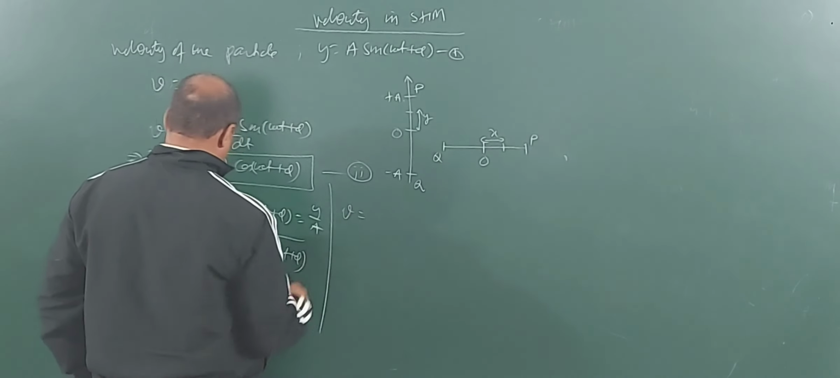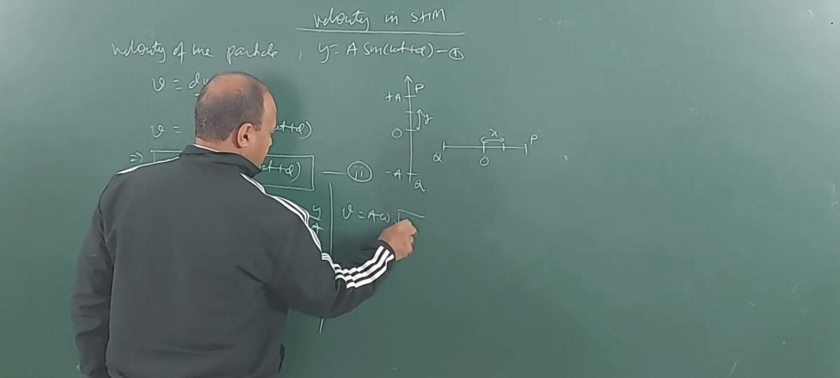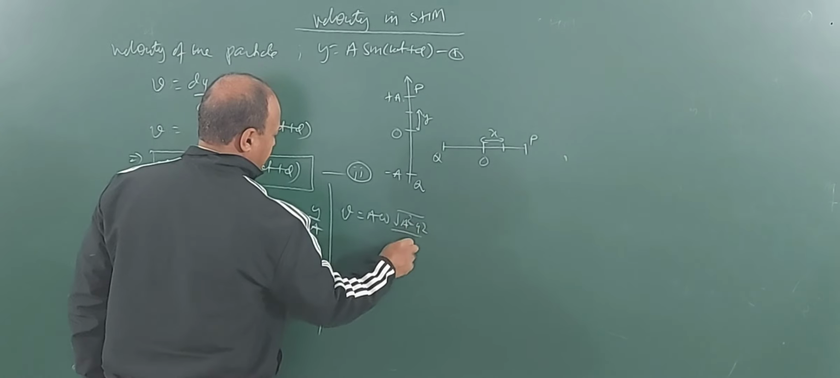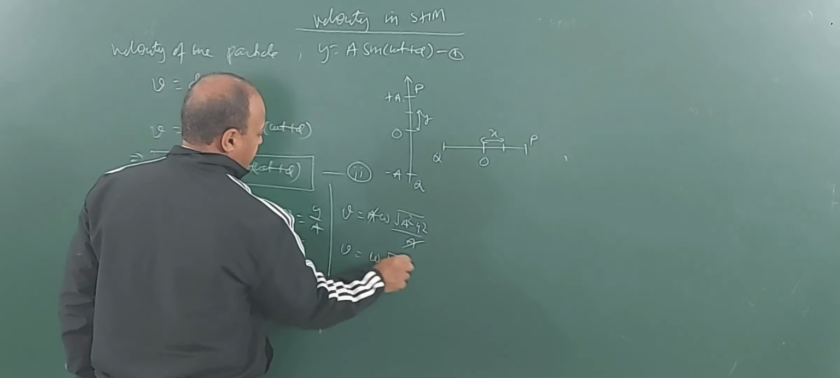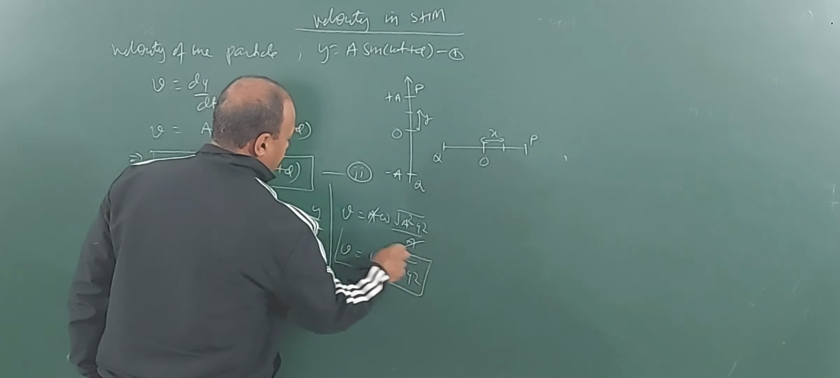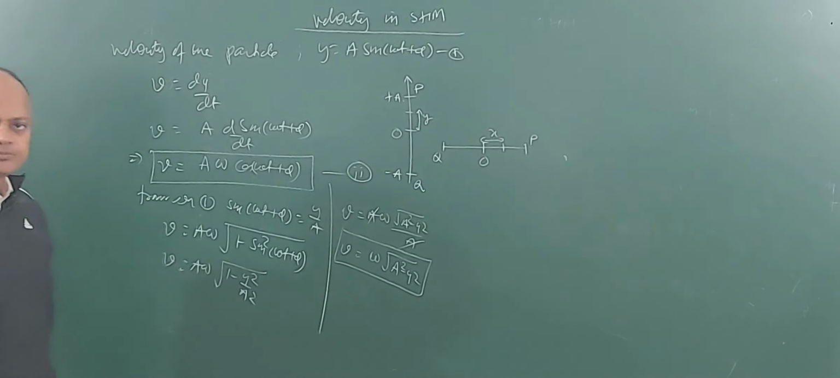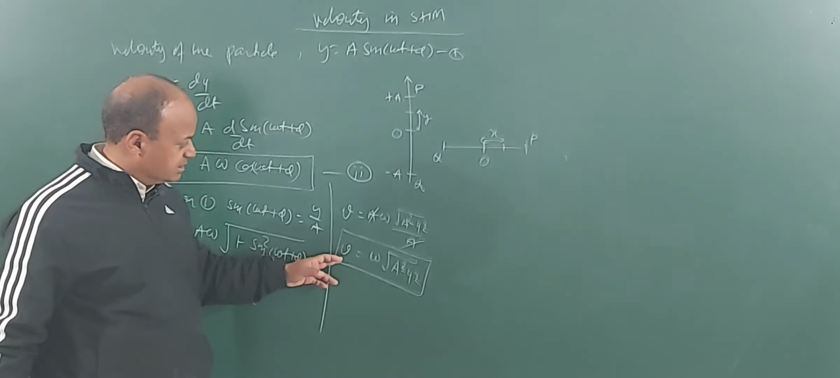If you simplify, then A and A will cancel out. v will be equal to A omega root over (A square minus y square) by A, and A and A will cancel out. So v becomes omega root over A square minus y square, and this should be remembered by you. This is the velocity, clear?